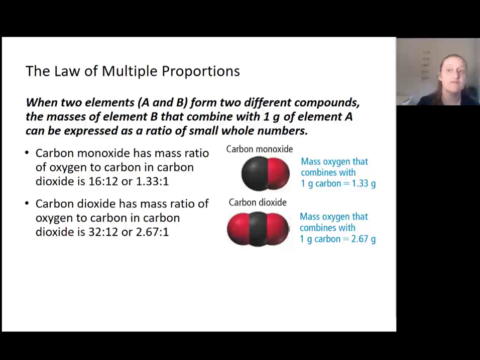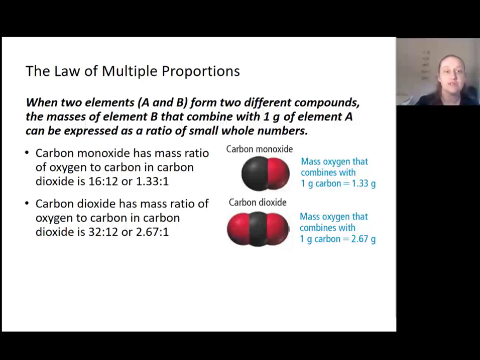Finally, we have the law of multiple proportions. This law states that when 2 elements form different compounds, the ratio of masses can always be expressed as a small whole number ratio. Thus, if we consider CO and CO2, we can determine the mass ratios, which for CO is 16 to 12 for the mass of oxygen to carbon, and carbon dioxide is 32 to 12 for the mass of oxygen to carbon.